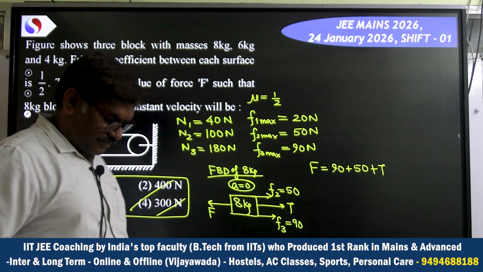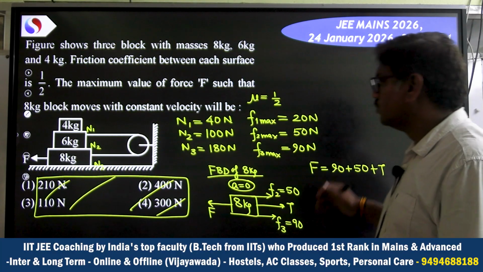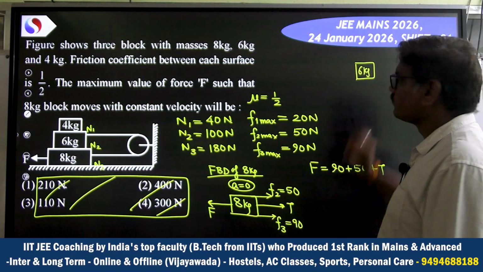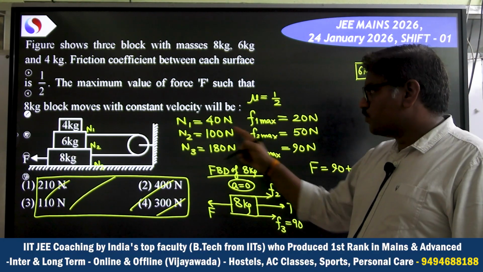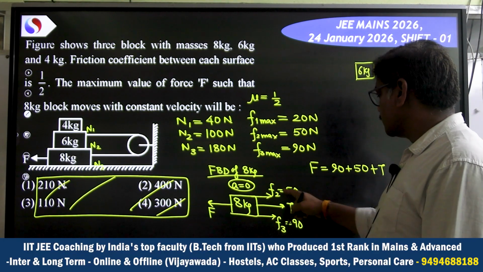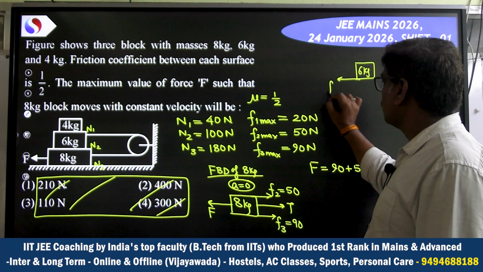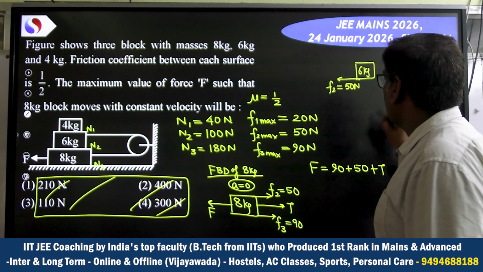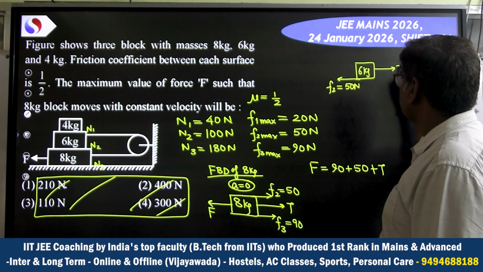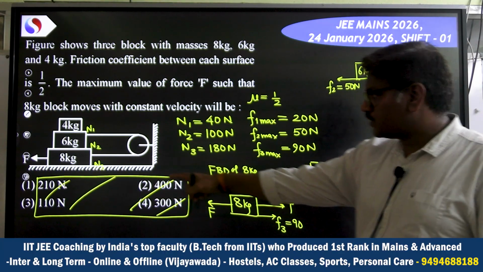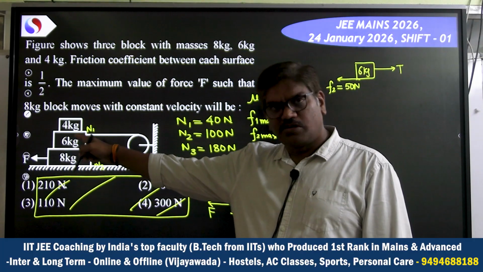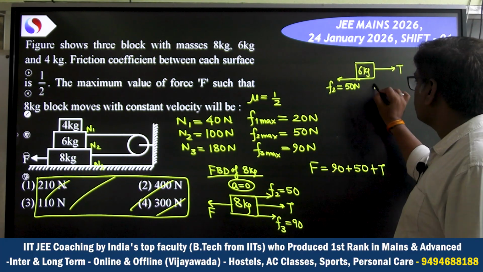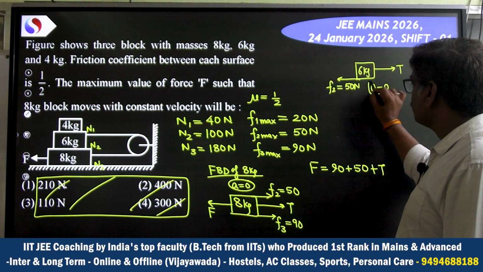Now next, we are moving to the free body diagram of 6 kg. This is interesting. This 6 kg is moving towards right. That means this F2 has to be opposite, 100%. And this is also 50 Newton. No doubt about it. Also tension is there, that is T. And if this is moving with constant velocity, then 6 kg is also moving with the constant velocity, as there is a constraint. So acceleration of 6 kg is also 0.